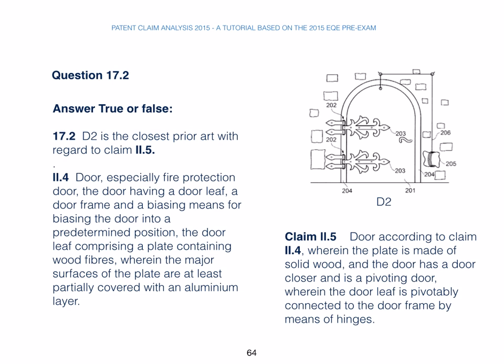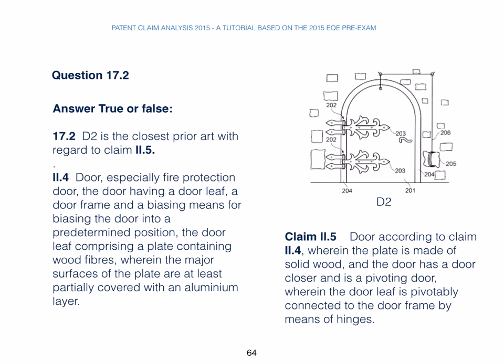For 17.2, answer true or false. D2 is the closest prior art with regard to claim 2.5. Claim 2.5 depends upon claim 2.4. We have the D2 door shown there.